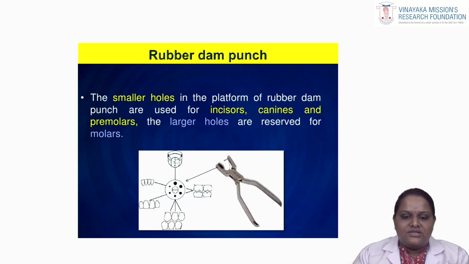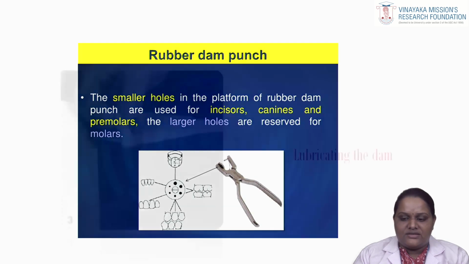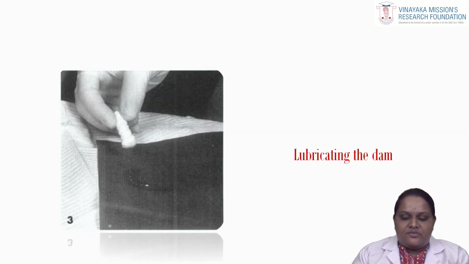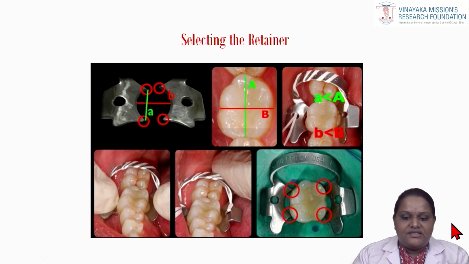The smaller holes in the platform of the rubber dam punch are used for incisors, canines and premolars, whereas the larger holes are reserved for the molars. Lubricating the dam for better placement onto the teeth. Then selecting the proper retainer. Whenever you are selecting the retainer, see that the retainer is properly engaging onto the tooth surface. If not, it might cause impinging of the gingiva.